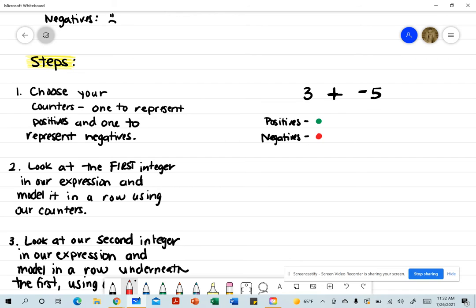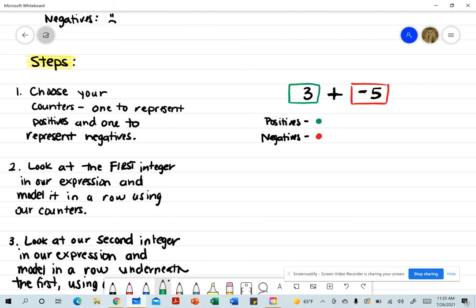Awesome. So then what I do is I'm going to look at my first integer in my expression and model it in a row using my counters. Now, what I like to do as well is I like to circle them based on their positive or negative association. So the first integer in my expression is positive 3. So I'm going to box it in green because I know that it should be green since it's positive. Then my second integer is negative 5. Well, since it's negative, I'm going to box it in red because I should represent with negatives. So that's just another trick to help you make sure that you have the right colors.